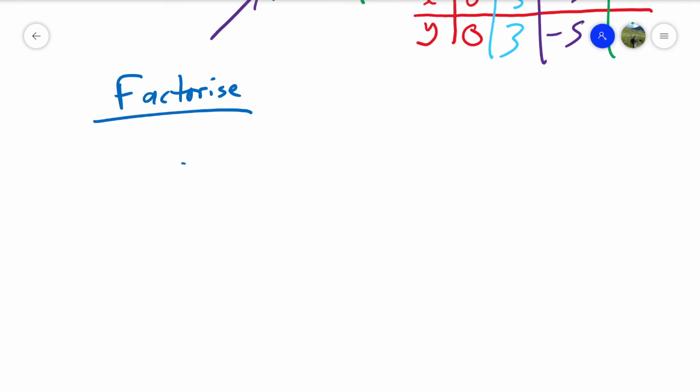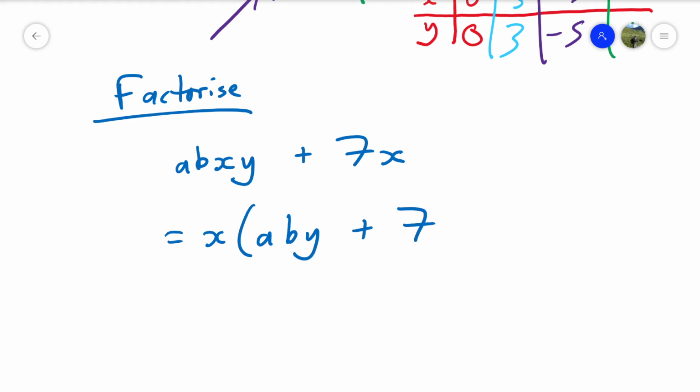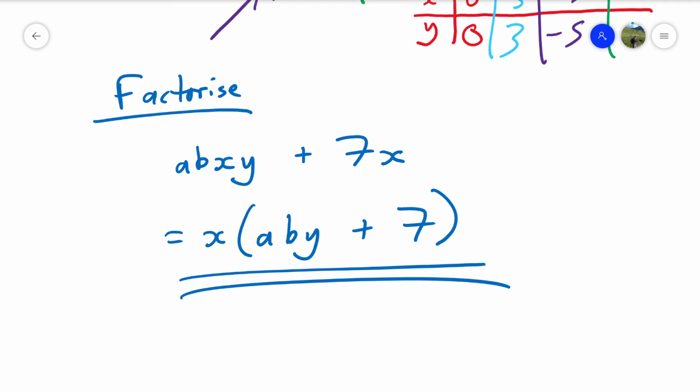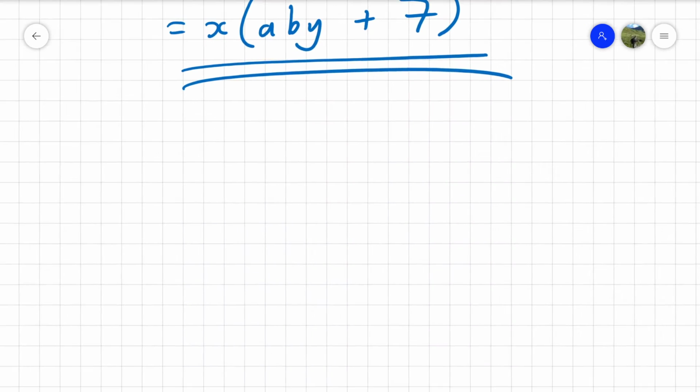Factorize. So have a go in your own time. Can you factorize this? Or maybe it's not possible. Oh look, they both got an x. And that's it. Nothing else in common. So that's what that looks like factorized. Let's do the next question.